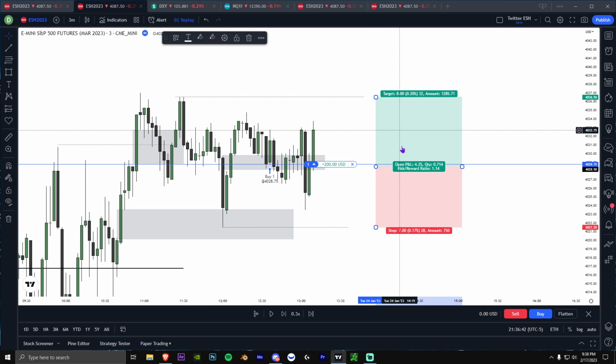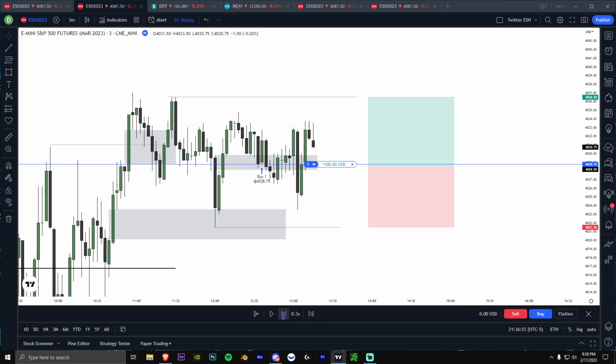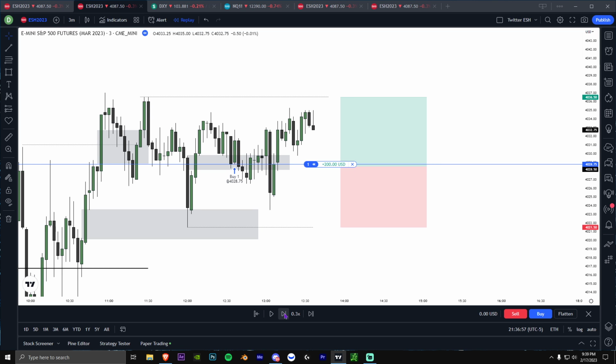So this would have been a risk reward. The 1-to-1 would have been right here. So it just would have hit. So you would have been stopped to break even on this trade. But the actual stop is under this low. You can see it never hits.